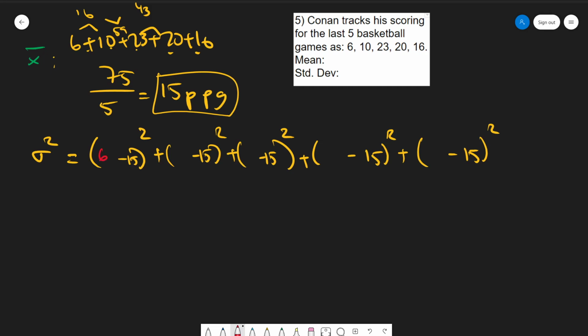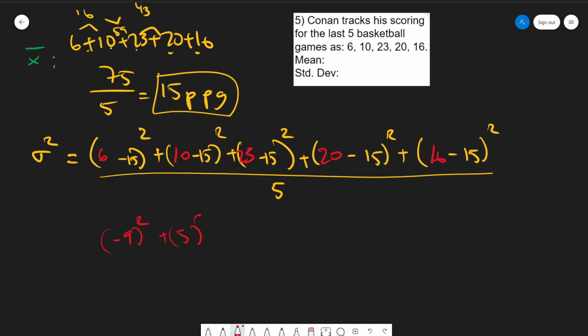So we've got a 6 minus a 15, a 10 minus a 15, 23 minus 15, 20, and 16. And we're dividing it all by his 5 games. So we got a negative 9 squared, and a 5 squared, negative, and an 8 squared. Remember, the signs don't matter for that because we are going to take it to the power of 2, and it'll become positive no matter what. But either way, it's nice to write it correctly and precisely. So I'm going to square everything out, and then we're going to add those up.